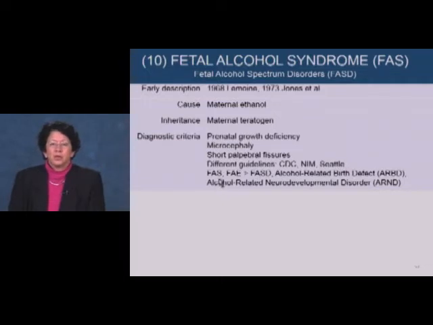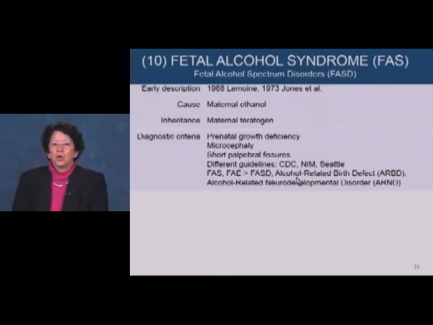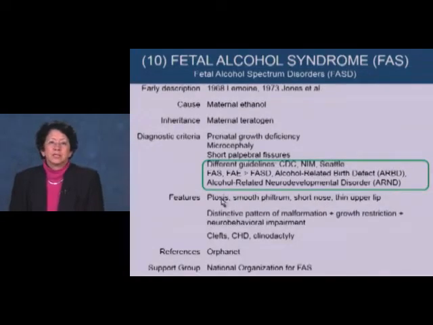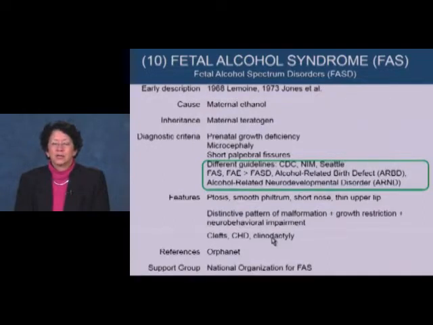And there are different terms that have been used. Fetal alcohol syndrome is still a common term. We usually don't use the term fetal alcohol effect. There's the fetal alcohol spectrum disorders, alcohol-related birth defects, alcohol-related neurodevelopmental disorders. And these last two terms are actually very useful. So what we see in the face is ptosis, a smooth philtrum, a short nose, and a thin upper lip. There's a distinctive pattern of malformation and growth restriction and neurobehavioral impairment. You can see oral clefts, heart defects, clinodactyly. There's a national organization for fetal alcohol syndrome.